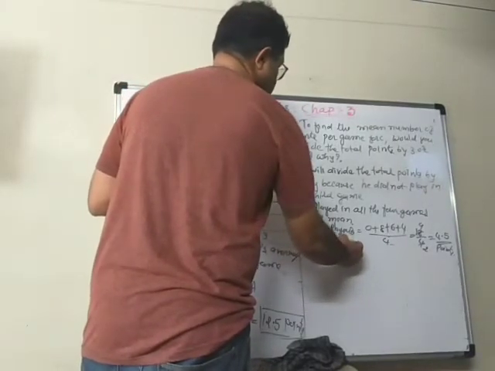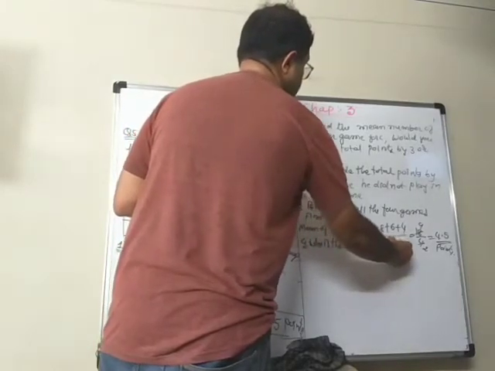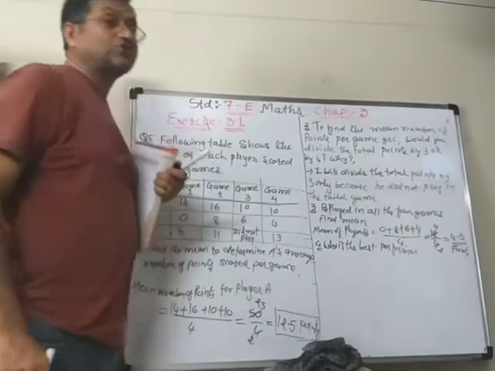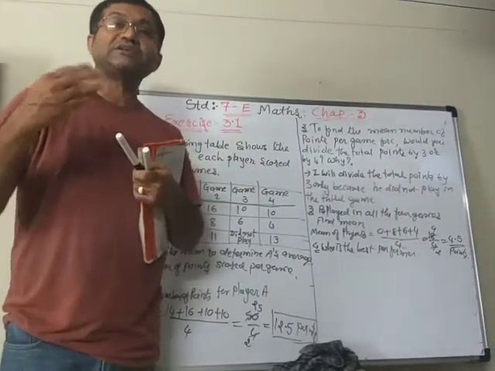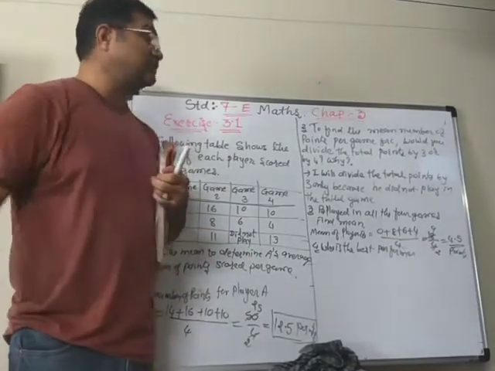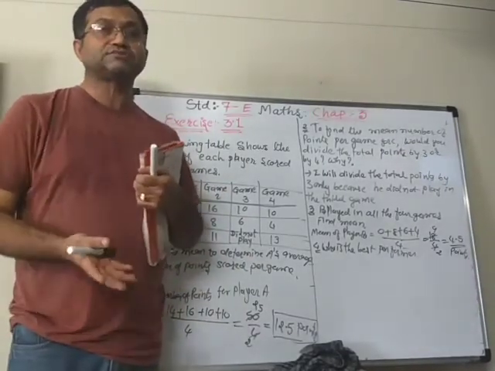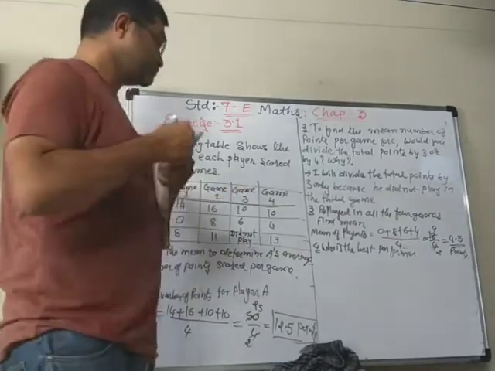Now to know who is the best performer, we must find the average or the mean of the player C. So first we will find the mean of the player C, and then we will compare whose average is best. That will be the best performer.